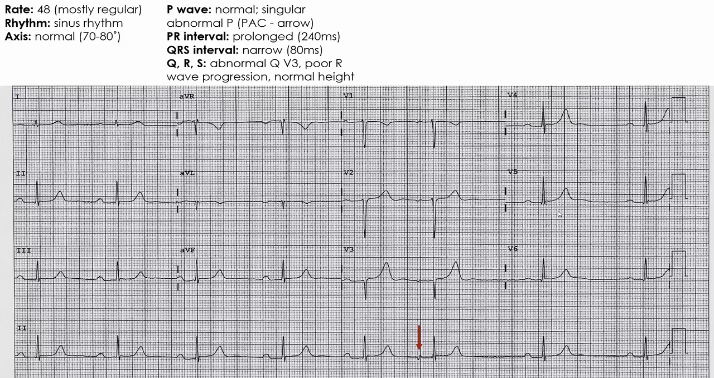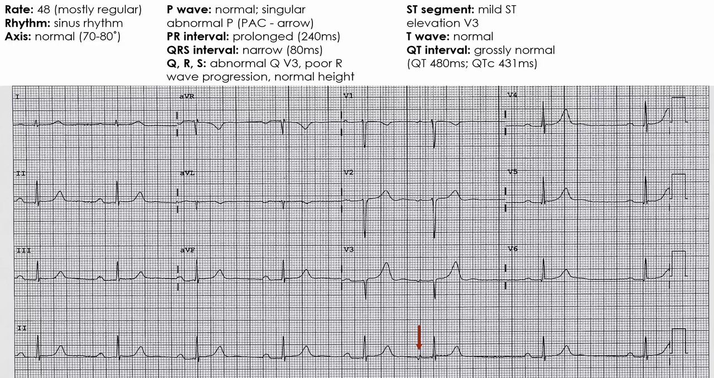Otherwise, they are of normal height though, right? No hypertrophy. Right. ST segments, there is some mild ST segment elevation in V3. The T waves are normal, the QT interval is grossly normal, and the QTC is 431, so normal.